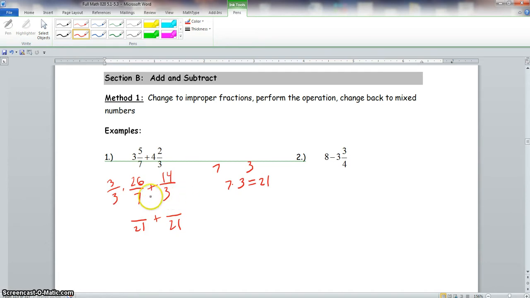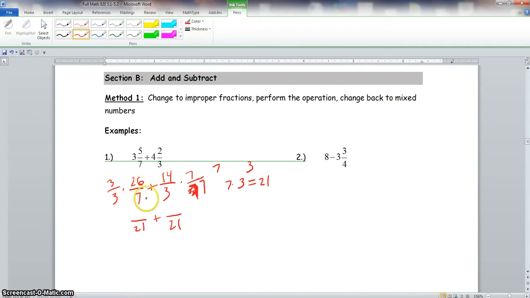Now we look at the 3 and compare it to 7. What does 7 have that 3 does not? And it's 7. So we'll multiply this numerator and denominator by 7 over 7. Okay, let me scratch this out and make that a 7. So it'll be 7 over 7.